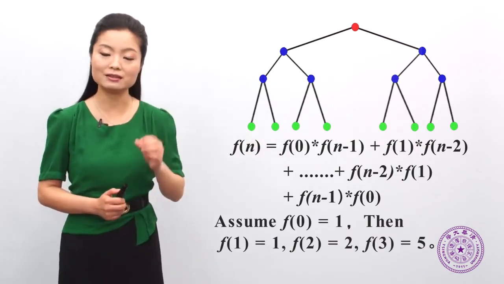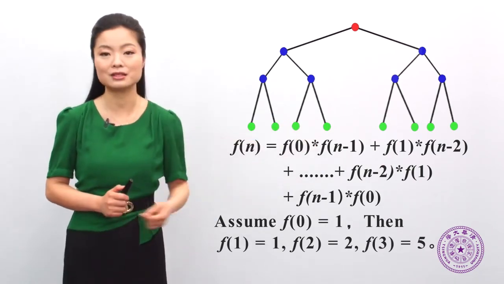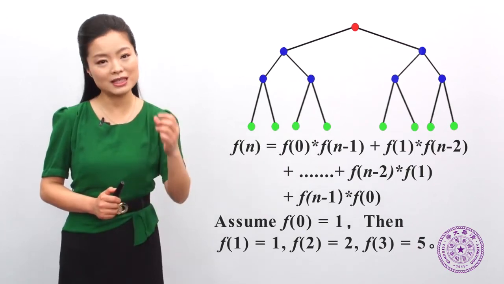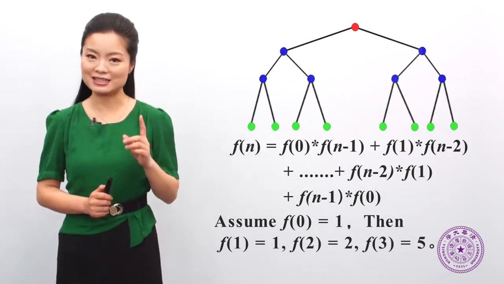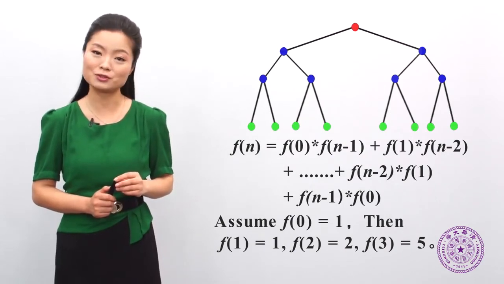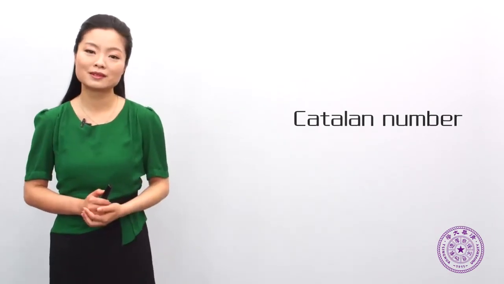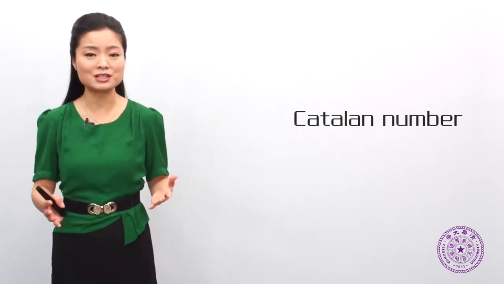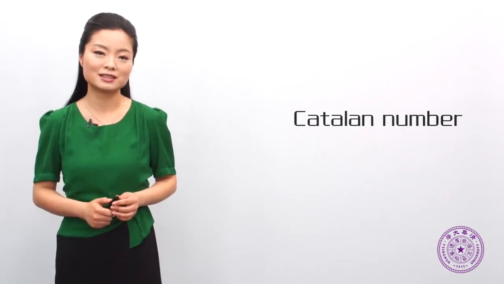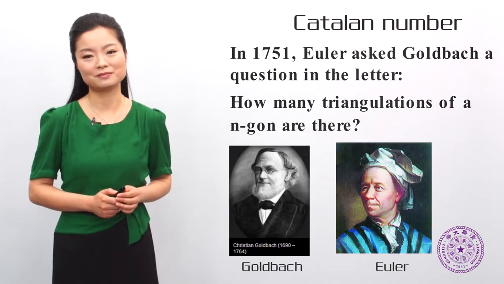Therefore, with this recurrence relation, we can set its initial value, assume F0 equals 1, and we can calculate F1, F2, and F3. With this recurrence relation, we discovered that this is very useful in the world of computing. The numbers represented by this relation are known as Catalan numbers. Of course, Catalan wasn't the first to suggest this number. Back in 1751, Euler investigated this problem.